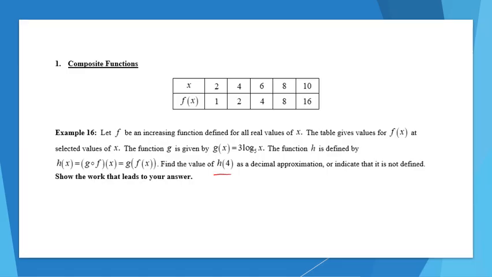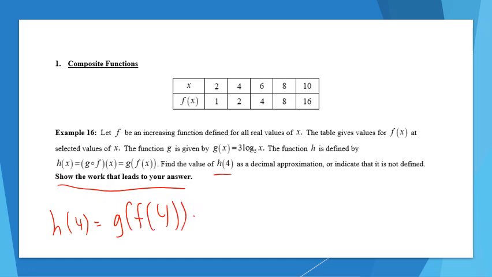So question 1, composite functions. Find the value of h of 4 as a decimal approximation. So here you want to also show your work. The way I would show my work is I would say h of 4 is g of f of 4.